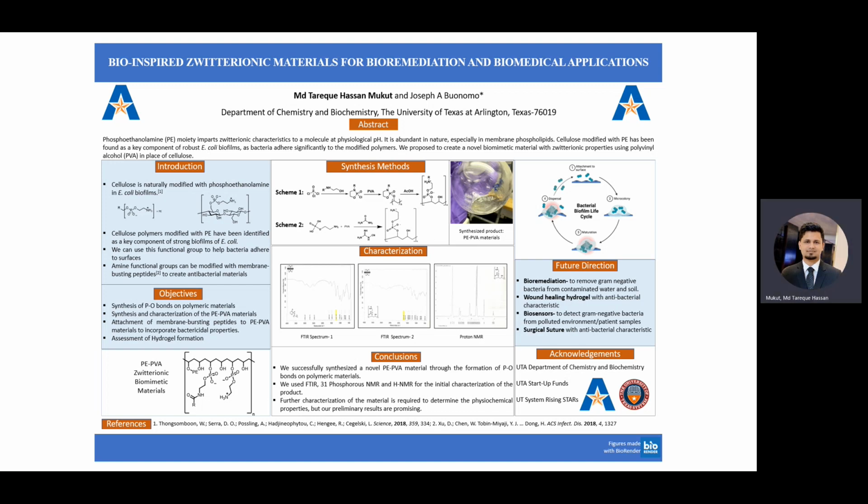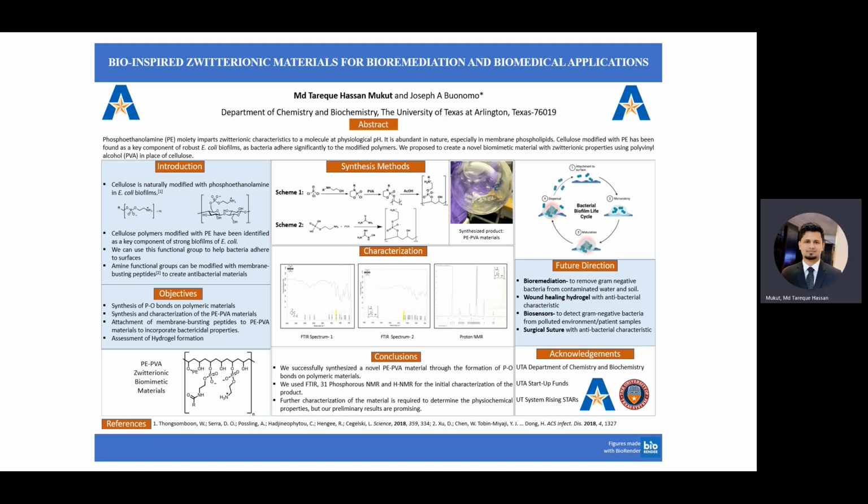We propose to create novel biomimetic materials with deuteranic properties using polyvinyl alcohol in place of cellulose. It is anticipated that the resulting PE-PVA material will attract the gram-negative bacteria to adhere to the polymer surface similar to the PE cellulose.